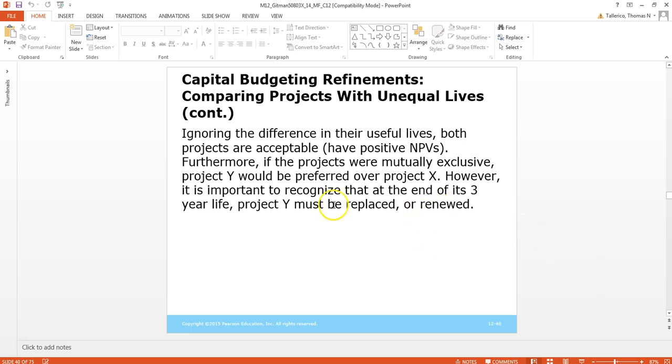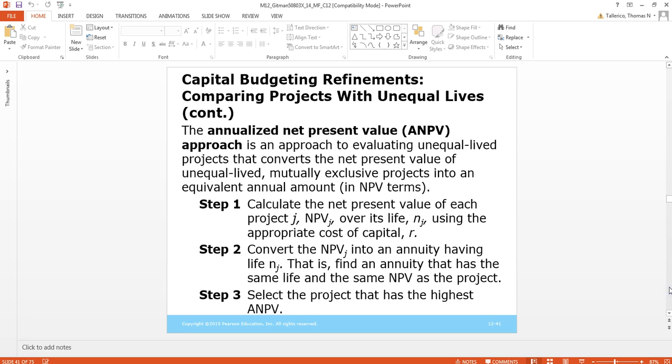However, it is important to recognize that at the end of its 3-year life, our project Y must be replaced or renewed. That's the problem, you see. So we use this approach called the annualized net present value approach.